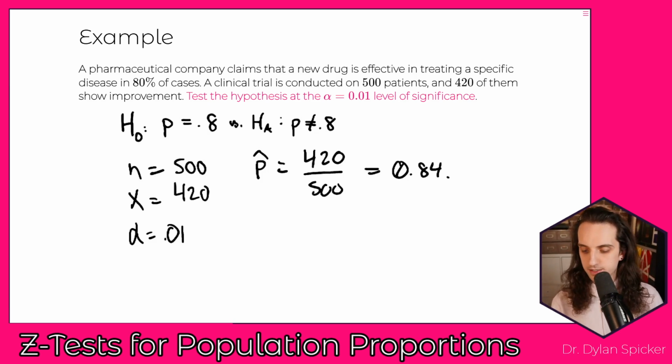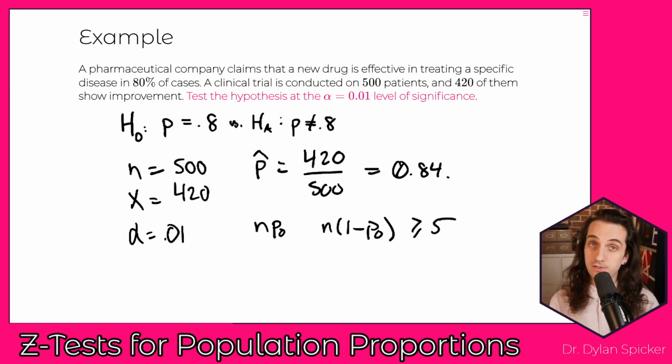Now, here we would want to check n times p naught, and we'd want to check n times 1 minus p naught, and make sure that both of these are greater than or equal to 5, right? And in this case, n being 500, if you're looking at 500 times 20%, or you're looking at 500 times 80%, both of those are going to be greater than 5, and so we're going to be fine to use the normal approximation here.